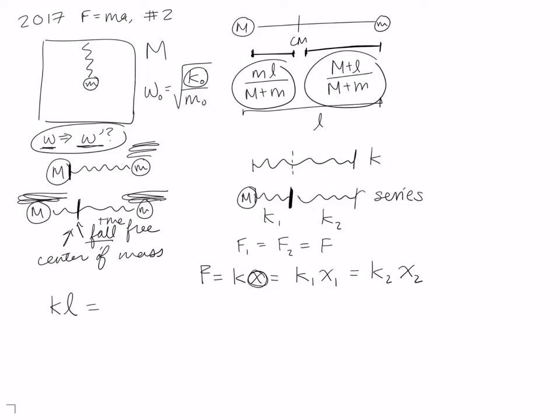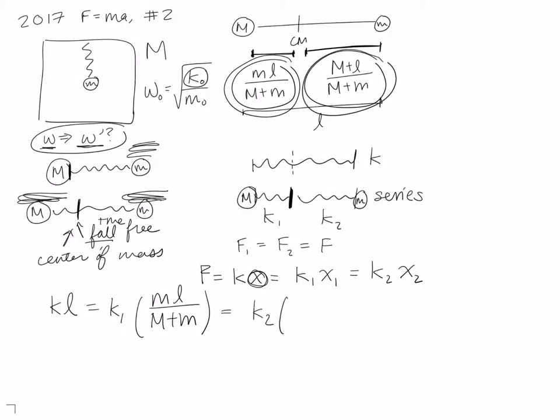While for K1, we'll call this large M and this small m. So then from large M to K1 to the center of mass, this will be K1. So we have that K1 times x1 is just going to be this, times small m times L over large M plus small m. And this is equivalent to K2 times this, or large M times L. Oops, this would be large M times L over large M plus small m.